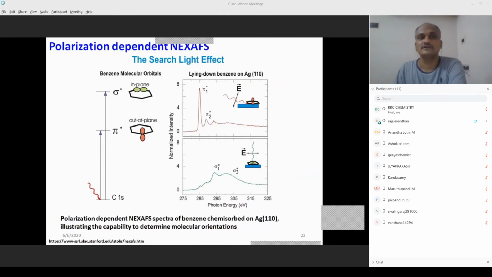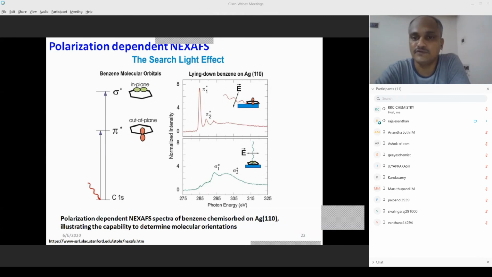And the third one is polarization dependent NEXAFS spectroscopy. What does polarization mean? We all know about polarized light, in which the electric field vector is always in one direction. So when we are using plane polarized X-ray light incident on a material, we can study the molecules that get adsorbed on the surface. For example, here, benzene was adsorbed on the silver 110 plane.